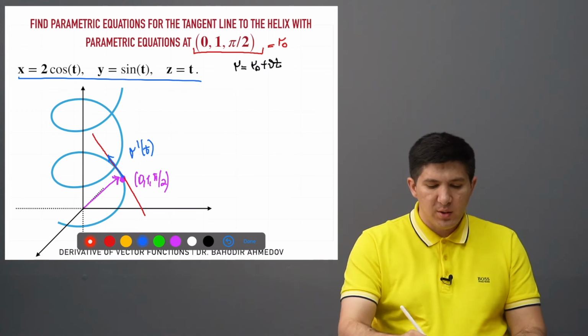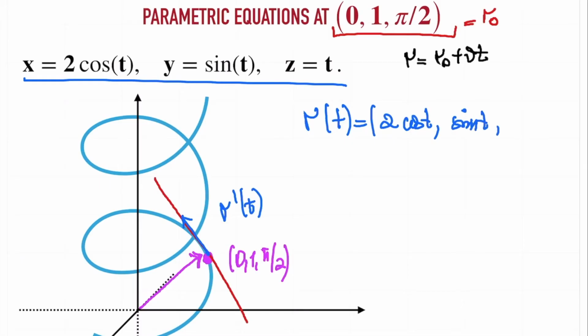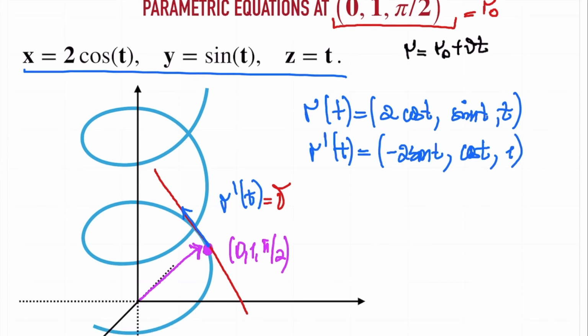And there is a tangent vector, which we can find by taking the derivative of this curve. Essentially, r of t is given as (2 cosine of t, sine of t, t). r prime of t is going to be our vector which is parallel to this tangent line, which is nothing else but the v from the equation of a line. So this is going to be equal to minus 2 times the sine of t, the derivative of sine of t is simply cosine of t, and the derivative of t is going to be 1.